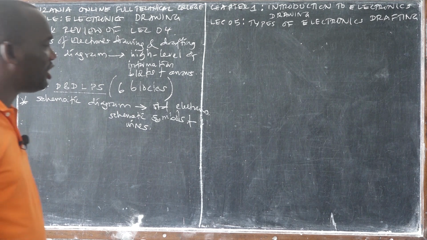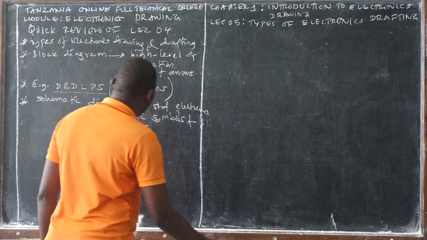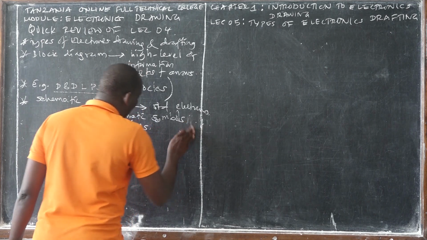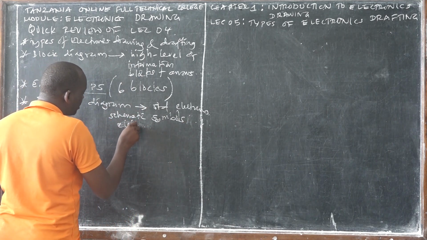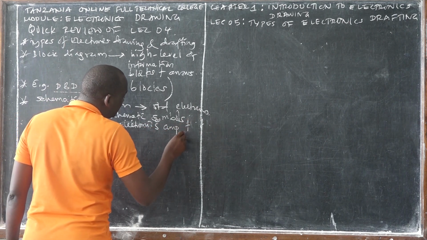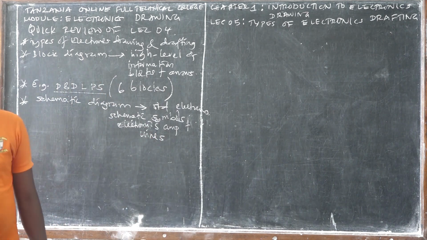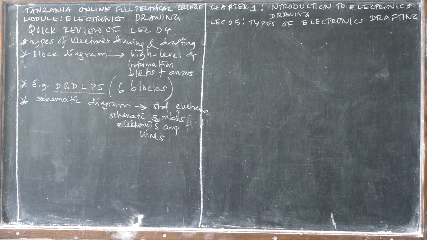So the subsystem, in this case for the schematic diagrams, will be represented by electronics components. So electronic schematic symbols of electronics components. Electronics components are the ones that will be representing what? The subsystem of that particular system. Right? So we don't have arrows in a schematic diagram. We don't have blocks in a schematic diagram. We just have schematic symbols of electronics components and the wires.